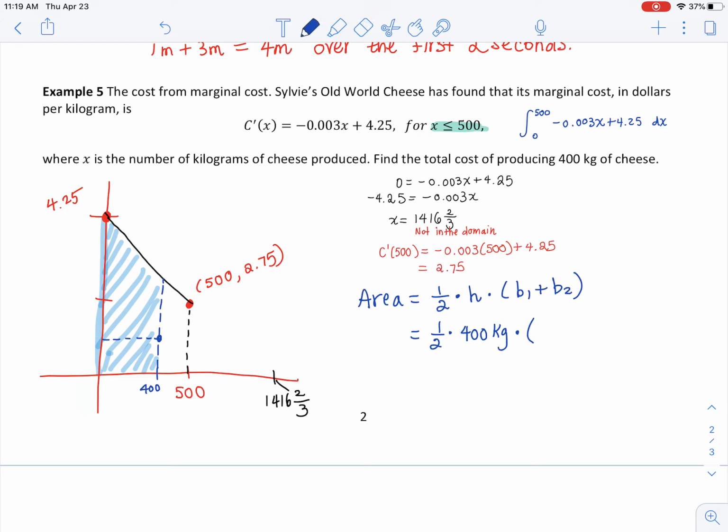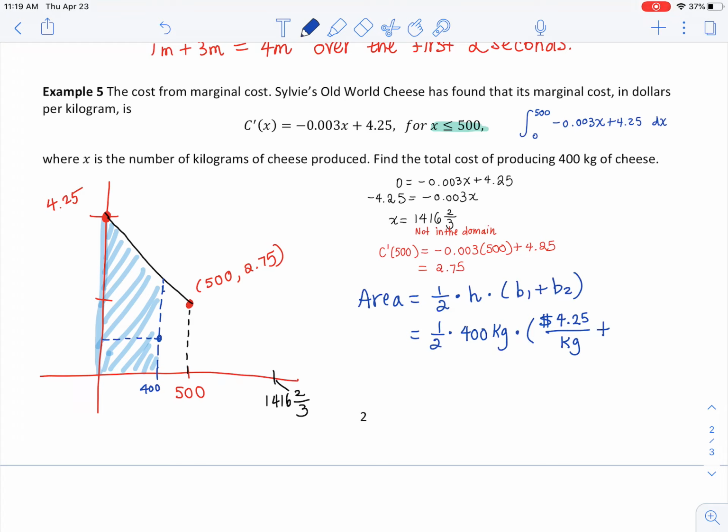What's the unit of our, this isn't velocity. What's that? The marginal cost. Oh, the unit's going to confuse me a little bit. A marginal cost means how much more money are they going to make for producing 1 extra kilogram of cheese, right?